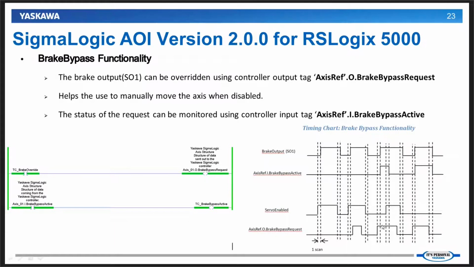The important thing to note here is as soon as the servo enable signal comes in, your previous brake bypass request will be overridden. As you can see, the brake bypass active goes low back again. And to be able to enable the brakes again, then you have to execute this brake bypass request again when the servo is not enabled. So always remember that whenever the servo enable comes in, your previous brake bypass request will be overridden, and you have to re-execute to be able to disengage the brake again when the servo is disabled. So that is what this timing chart shows.